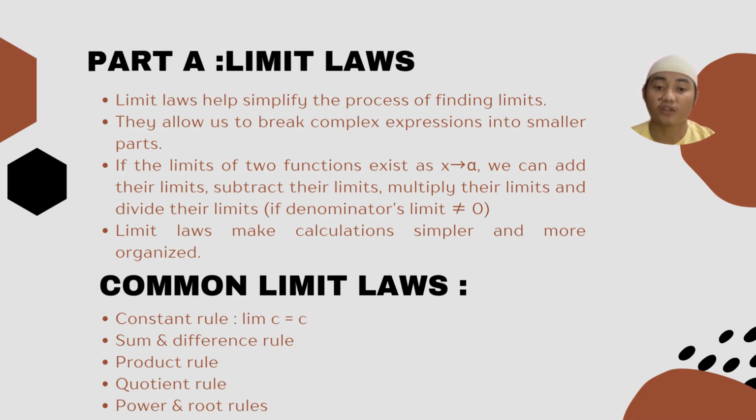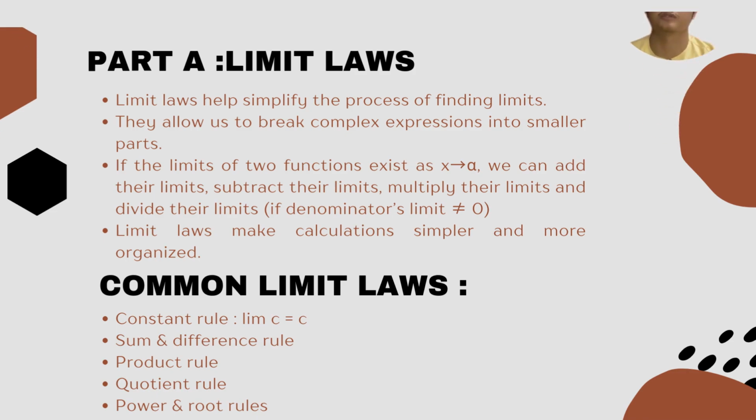The common limit laws are five. The first one is the constant rule. The second one is the sum and difference rule. The third one is the product rule. The fourth one, the quotient rule. And the last one is the power or root rule.